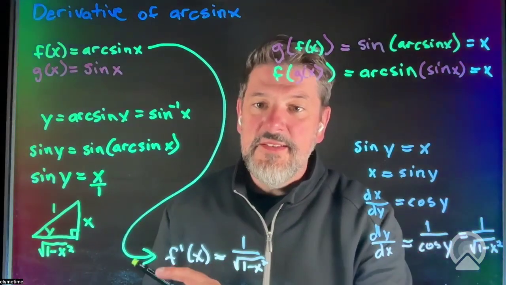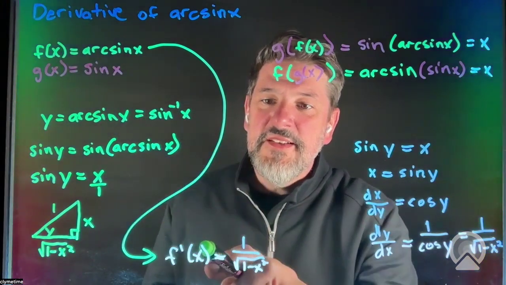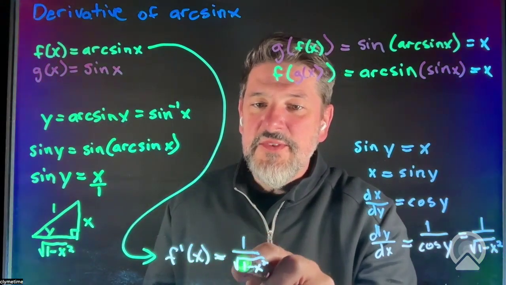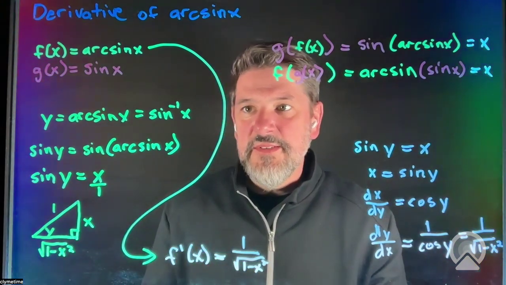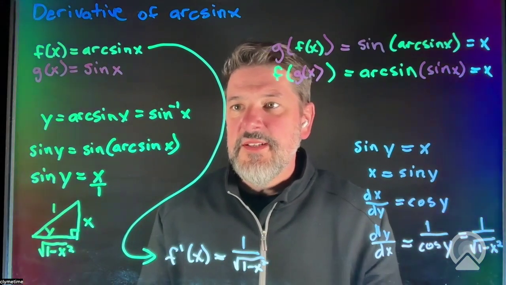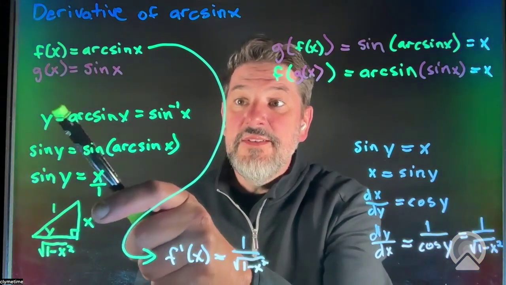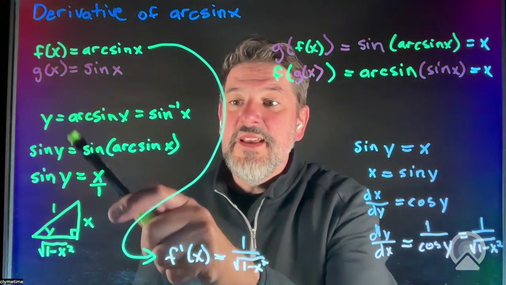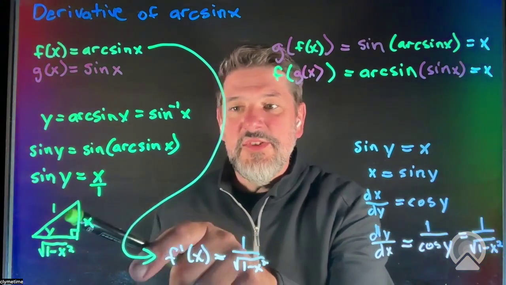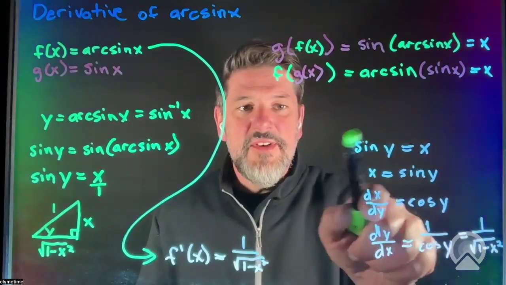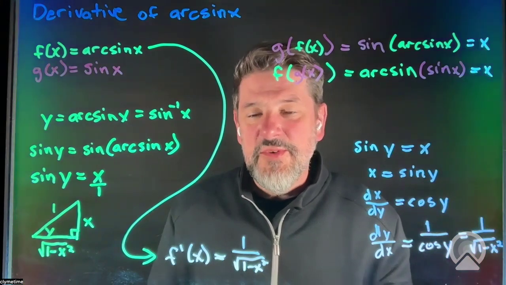Now, this is not obvious. It's not obvious that if f of x was arcsin of x, the derivative would end up being 1 over the square root of 1 minus x squared. It's not obvious at all, but it comes from the right triangle that connects them all together. But what you have to remember is f of x, which is like your y values, is actually an angle. And so based on that angle, it ends up giving us this relationship, this triangle, which eventually turns into this derivative.